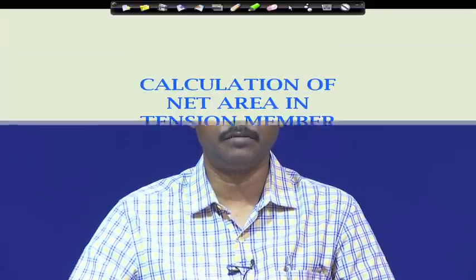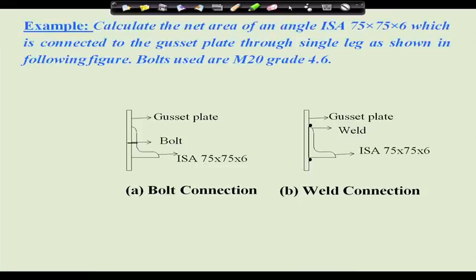Hello. So, today we will go through some workout examples. In the last lecture we discussed how to calculate the net area of a member along a critical section. With the use of this formula, we will today try to find out the net area of the section for a given problem. So, the first problem is this one.